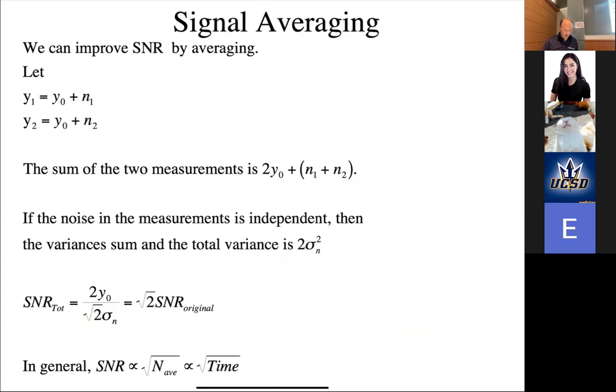So the most important thing from this discussion is this: SNR is proportional to the square root of the number of averages, and in general, it's proportional to the square root of time. For any scientific measurement or experiment you do, if you just keep this in mind, it allows you to think about things in the most practical terms. Basically, every doubling of SNR is going to take you how much more time? If I want to double my SNR, how much more time do I need to spend on the experiment?